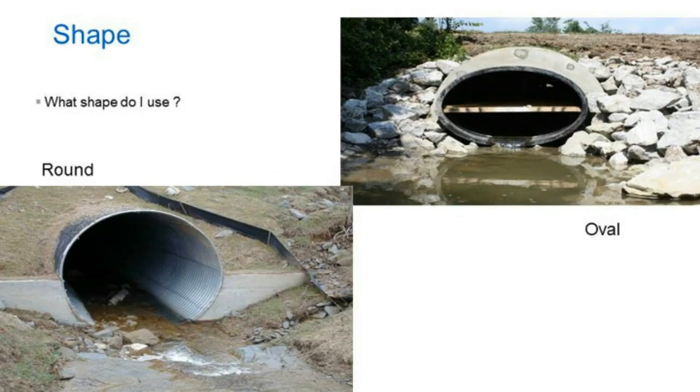Next thing you want to consider is, well, what shape do I use? You've got a round pipe, you've got an oval pipe, maybe you have an odd-shaped pipe and you want to know what would fit in. Once you've determined that the condition of the culvert is a good candidate, then you need to decide which one of these you want to use and which size.